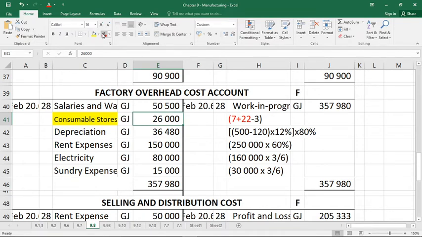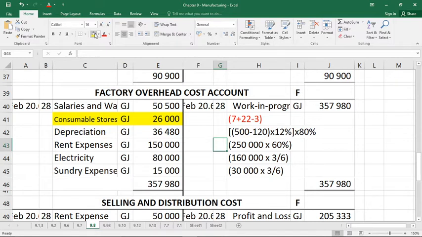In fact, if we go to the end of the question at the bottom of the page, it says that consumable stores on hand at the end of the year was 3,000. So we have not yet used 3,000. Let's deal with this. That means 7 plus 22 minus 3 means that we have used 26,000 rands worth of consumable stores. So that's sorted there.